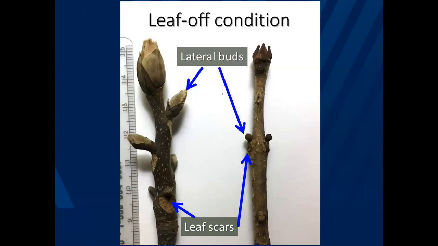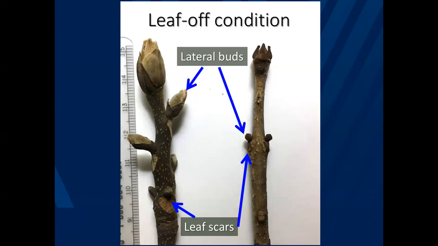So in the leaf-off condition, how do you tell where the leaves were? Well, remember that each leaf comes into the stem and connects with it at a node. And in that axil are the lateral buds. So even though the leaves have fallen off, in many cases, we can just see where the lateral buds are, and as well, the leaf scars where the leaf was, to determine what type of leaf arrangement the tree had in the leaf-on condition.